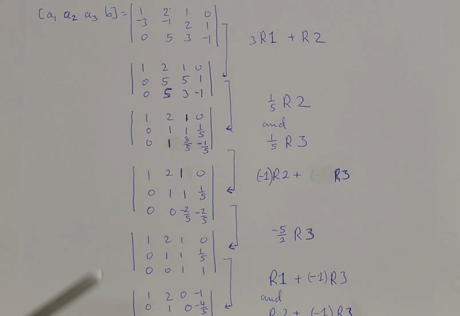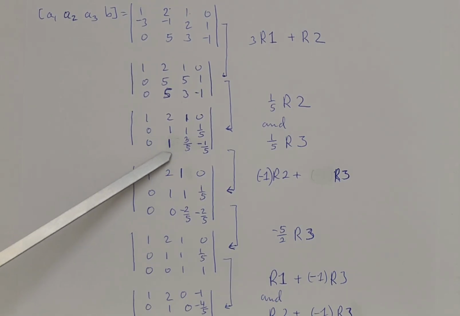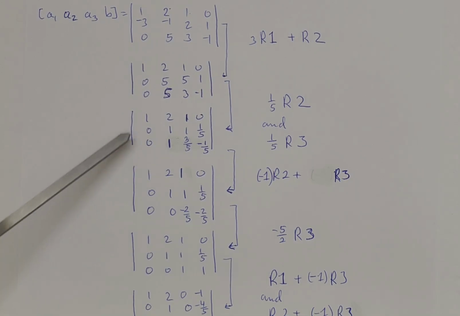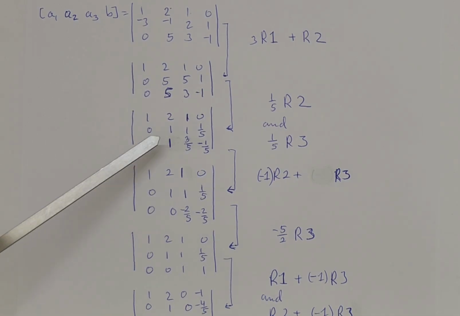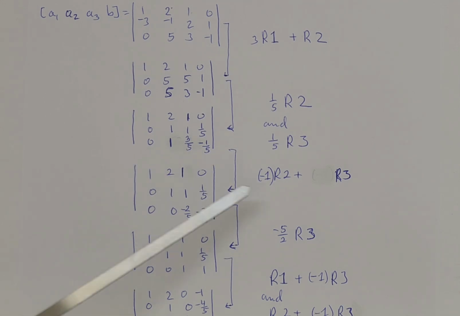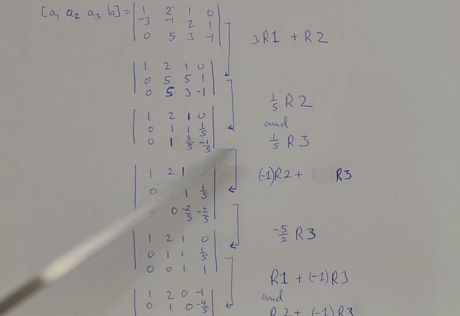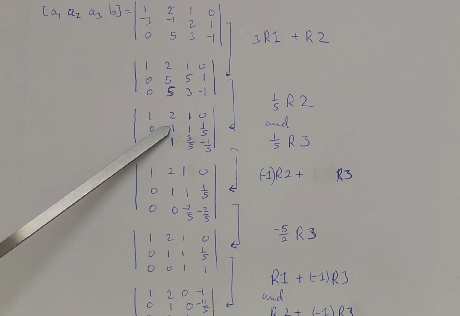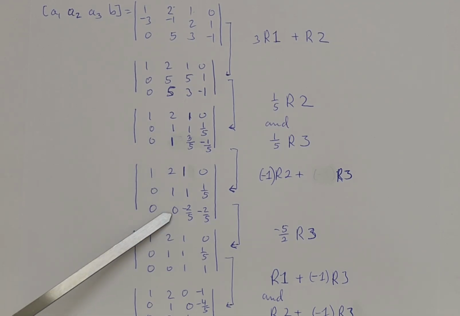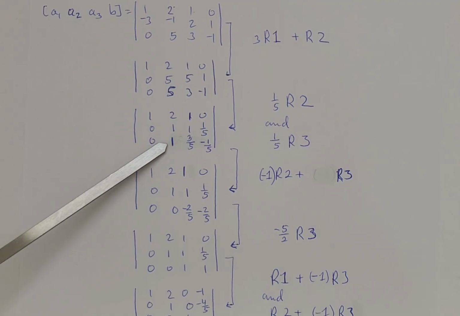Okay? Next, we need this spot to be a 0. This right here. So row 1, rewrite it. Row 2, rewrite it. We need this spot to become a 0. So the opposite of +1 will be -1. So -1 times row 2 plus row 3. -1 times 1 is -1 plus 1 gives me 0.